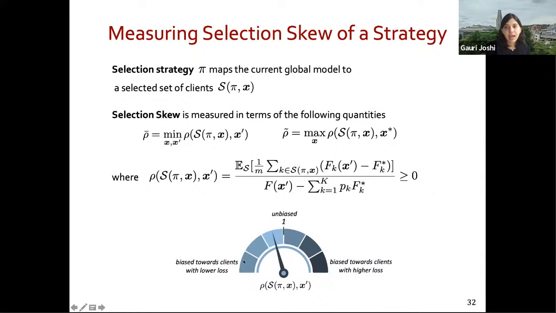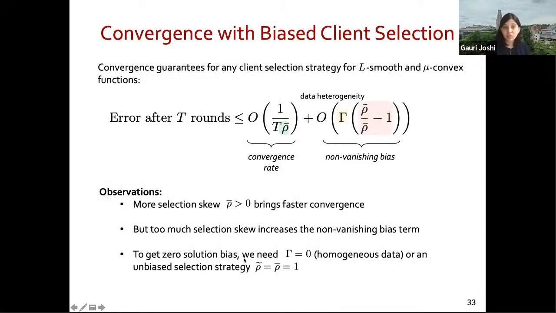And then we can analyze the convergence of any arbitrary client selection strategy in terms of these selection skew metrics. This is the rough format of the convergence bound. All the constants I've dropped here for brevity. The main thing to note here is that in the first term, which corresponds to the convergence rate, you get this rho. So if there's a higher selection skew, then we get faster convergence.